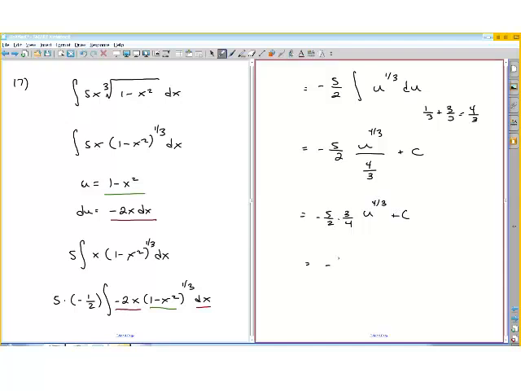Let's see if we can simplify this. Not a whole lot: 15/8. And then finally we substitute u back in. u is equal to 1 minus x squared. So we get negative 15/8 times 1 minus x squared to the 4/3 power. And that's your final answer.